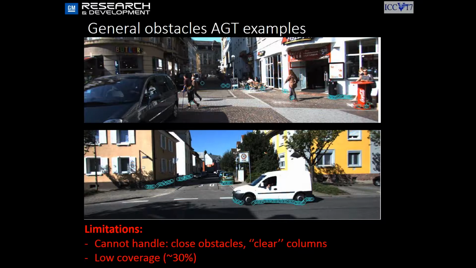It could not detect very close obstacles because we project everything to the image. So if the contact point of the obstacle and the road is not in the image boundaries, then we discarded this column. And also it could not detect clear columns in which there was an obstacle farther away from the Velodyne distance. And in general, it had a low coverage of about 30% of the columns. And when we did the training, all the other columns went into ignore.